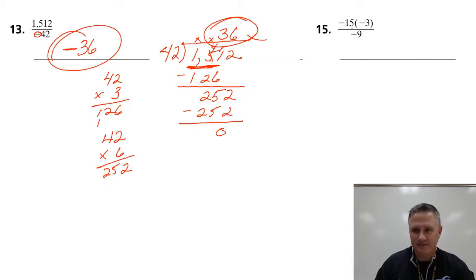All right, this guy. I'm going to solve this two ways so you guys can see it. First, it's 15 times 3 divided by 9. So let's do it in that order.